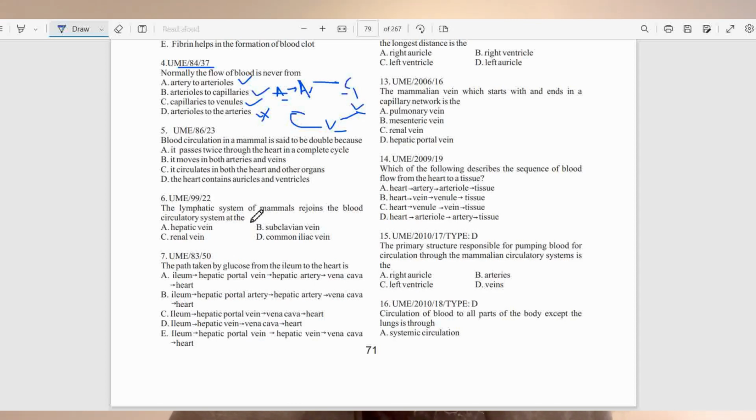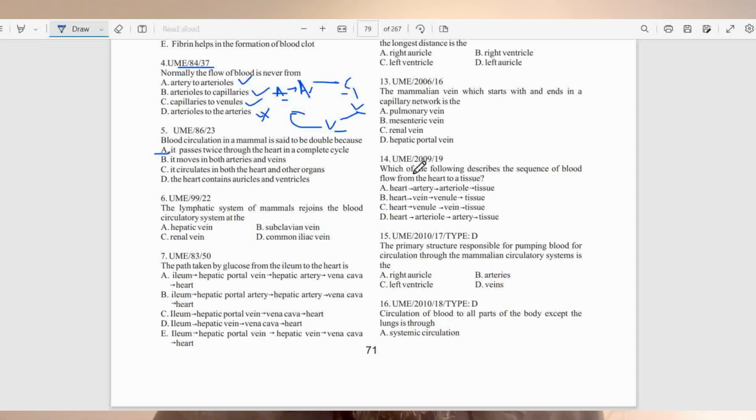Then question number 5. Blood circulation in a mammal is said to be double because... so double circulation again, it passes through the heart. It passes twice through the heart in a complete circle. So you have number 1, the pulmonary circulation, and you have the systemic circulation. So the right answer here is A.